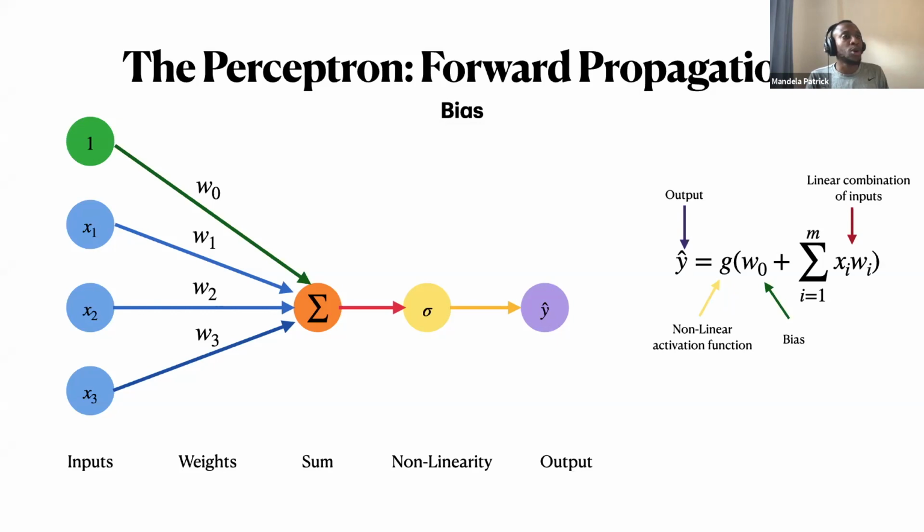To be more precise, we also add a bias term, which we give 1, and we have assigned weight W0. So now the equation becomes W0 plus the summation, the weighted combination of the features and the weights. We apply a nonlinear function g, and then that gives us our output y prime.